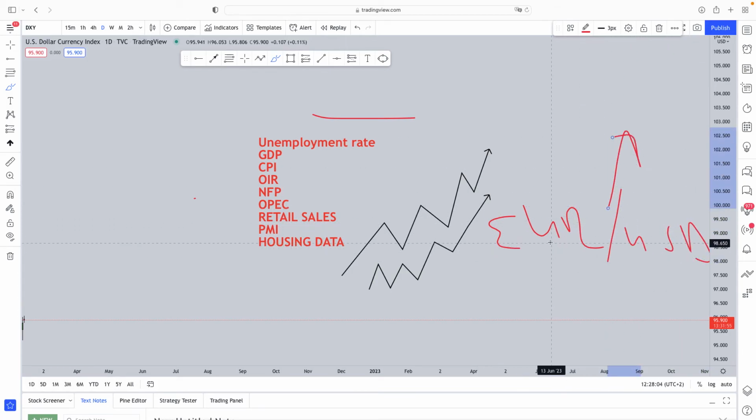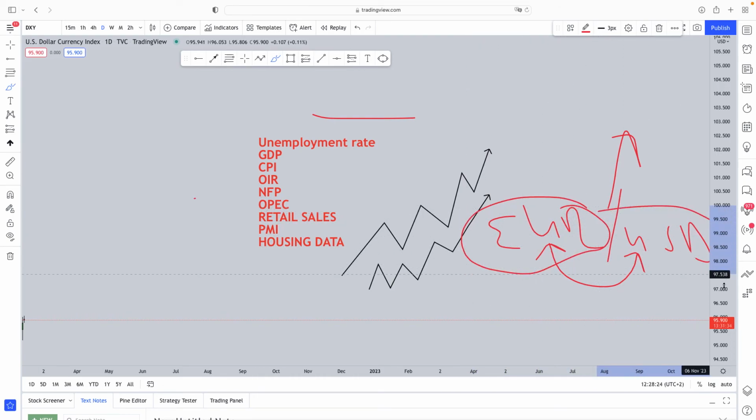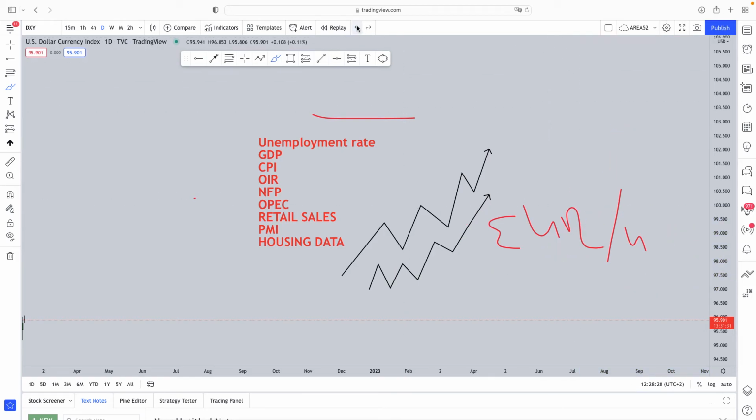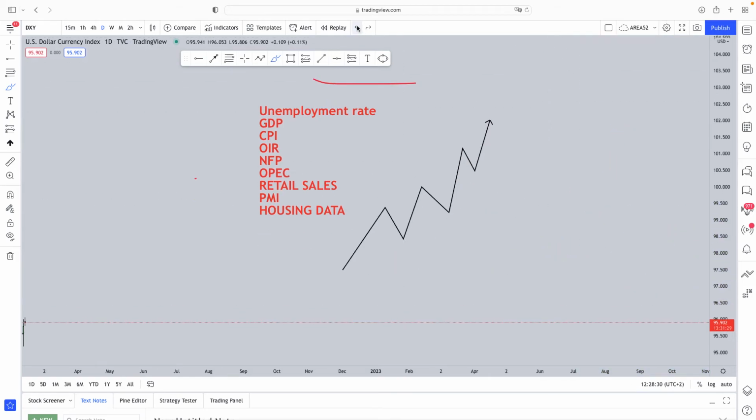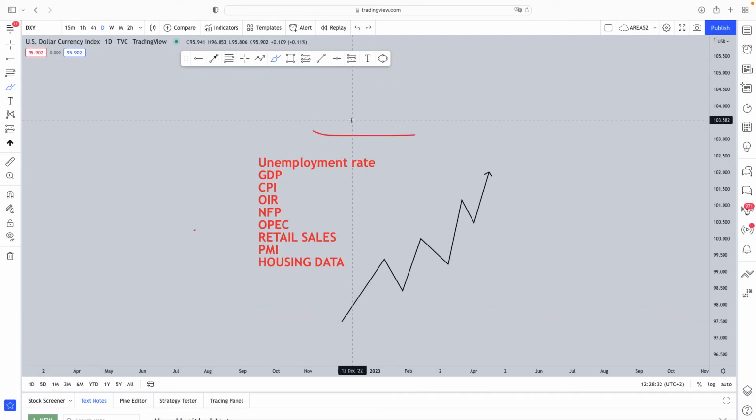Because you're saying that you're buying the euro against the US dollar, saying that I've done my research, I've put in the work, I've looked at the PMI, I've looked at the UR, GDP, CPI, OIR, I've looked at all of the data, and it indicates that the euro is definitely growing stronger. So I want to buy the euro against the US dollar. And that is basically how the PMI works.